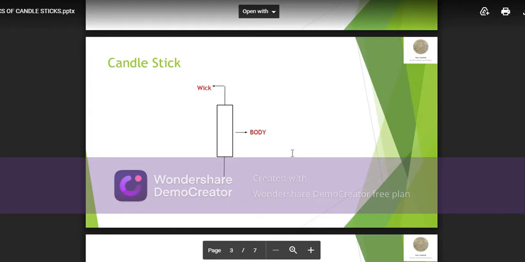If we want to understand what a candlestick is and how it behaves in real trading, we need to understand how it is built and what the parts of the candlestick are. We have two main parts. One is the body, the other is called the wick. We have one big body and two wicks. These wicks are also called tails.